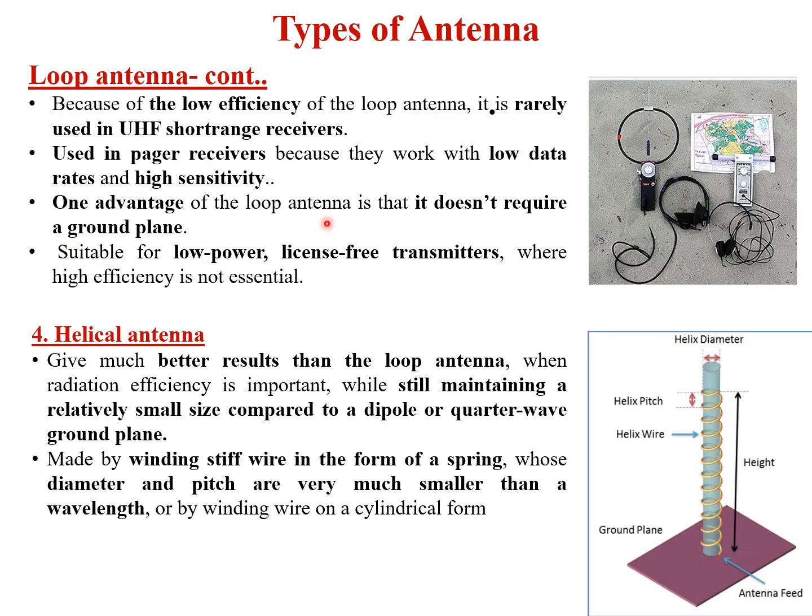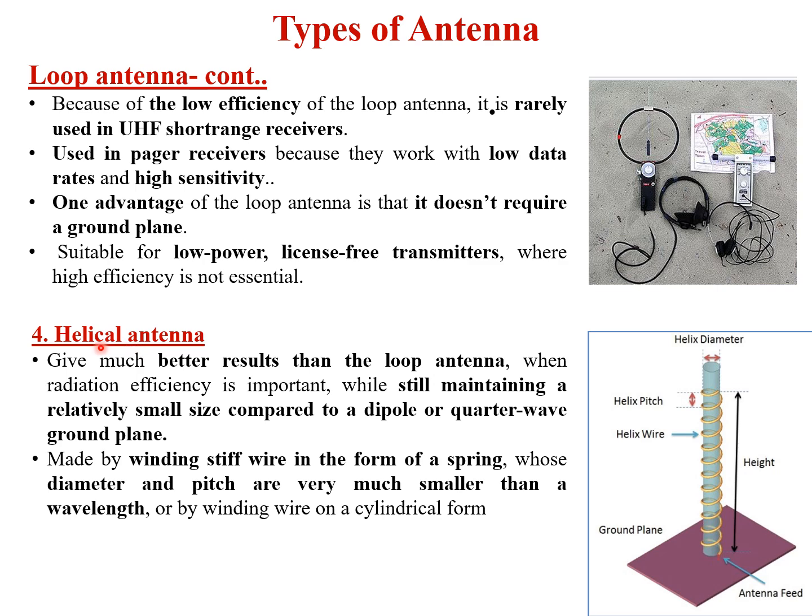Because of low efficiency, the loop antenna is rarely used in UHF short range receivers, and it is used in pager receivers because they work with low data rate and high sensitivity. One advantage of the loop antenna is that it doesn't require a ground plane. So it is suitable for low power license-free transmitters where high efficiency is not essential.